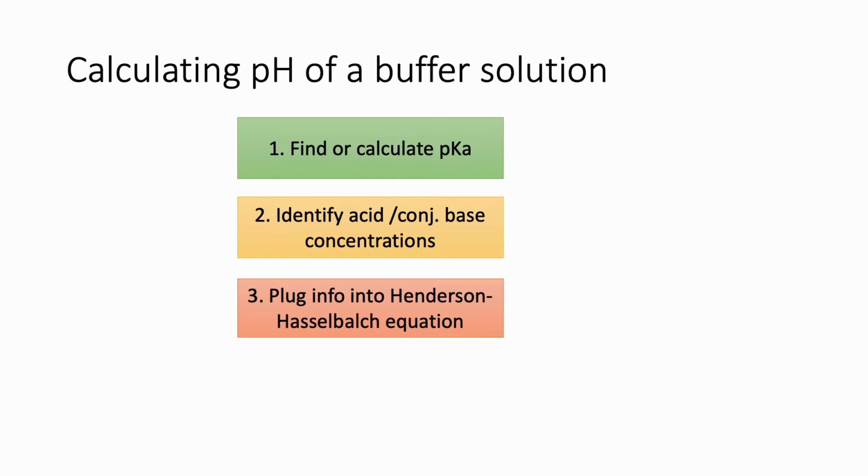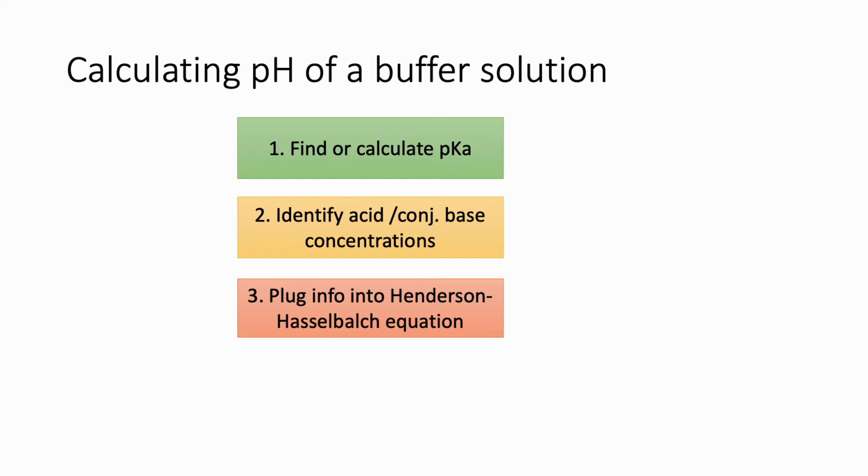So sometimes you'll have the Ka that you need to convert to pKa. Sometimes you'll have the Kb of the conjugate base, which you need to convert to pKb and then to pKa. But somehow you need to get to the pKa of whatever the acid form is.